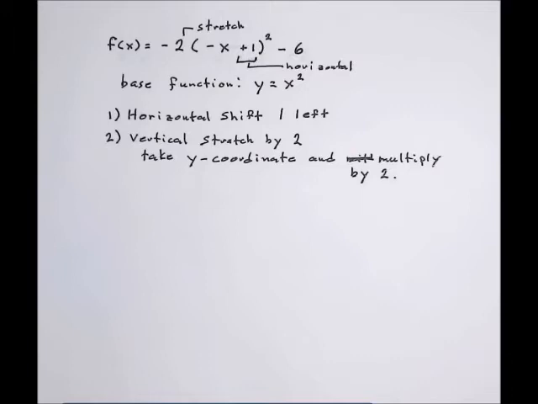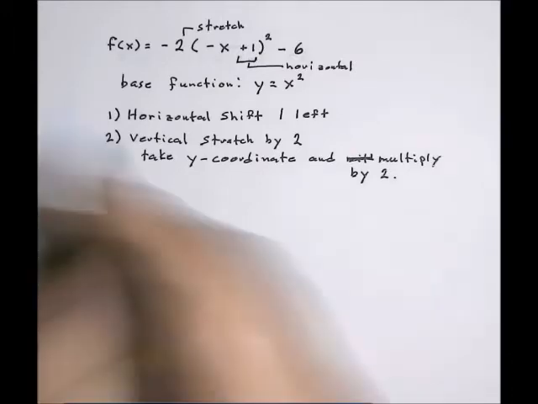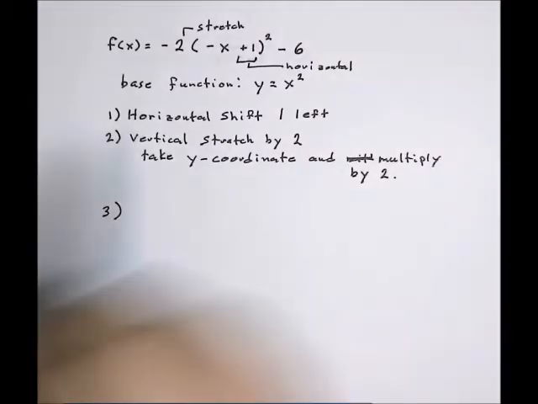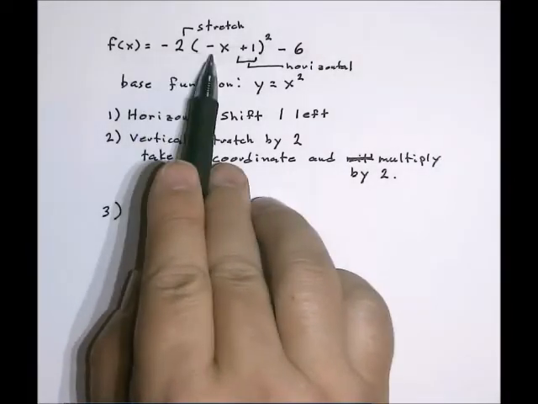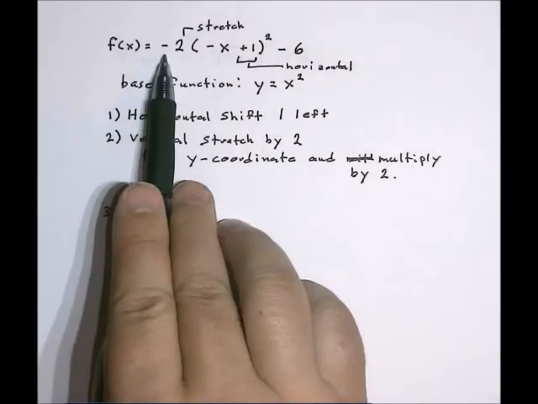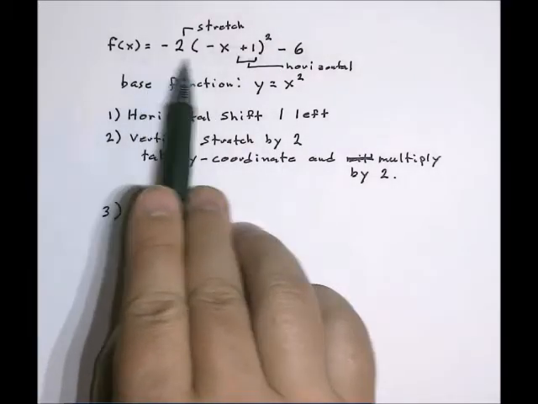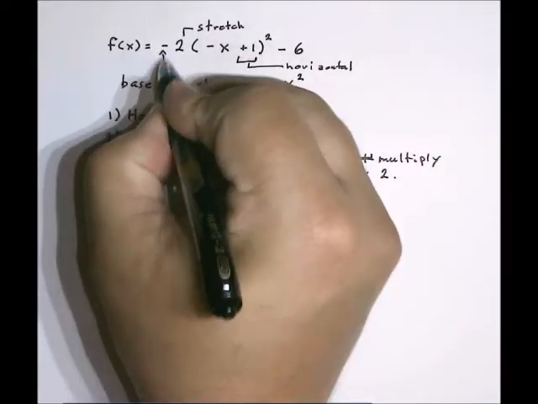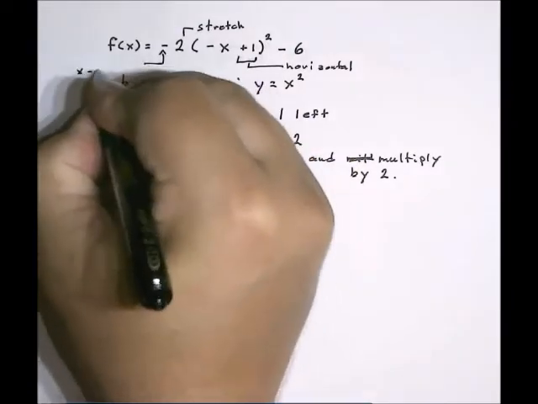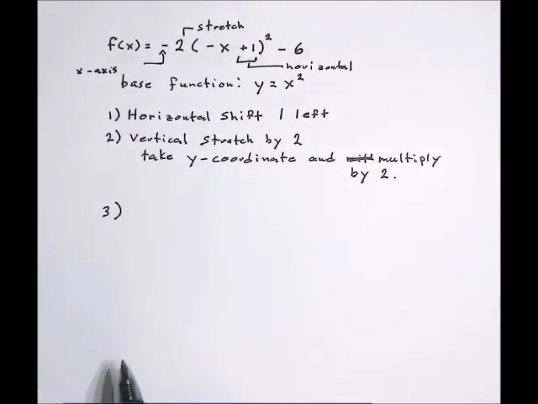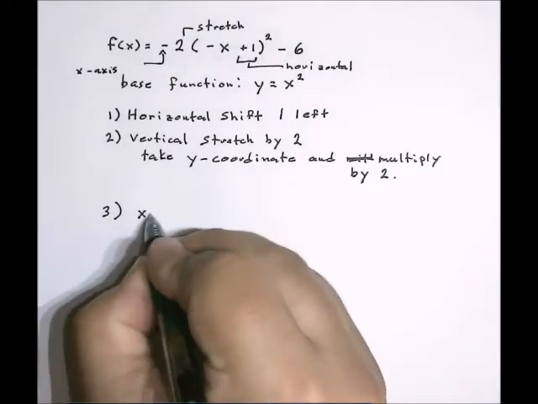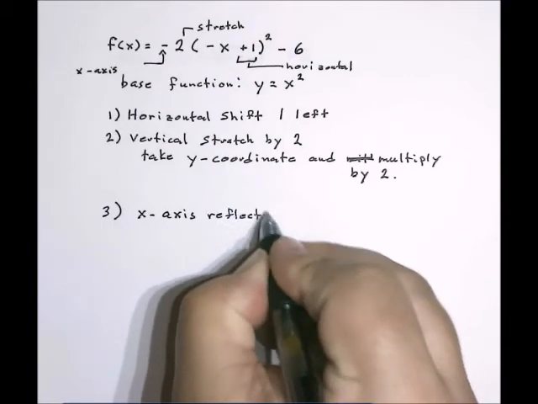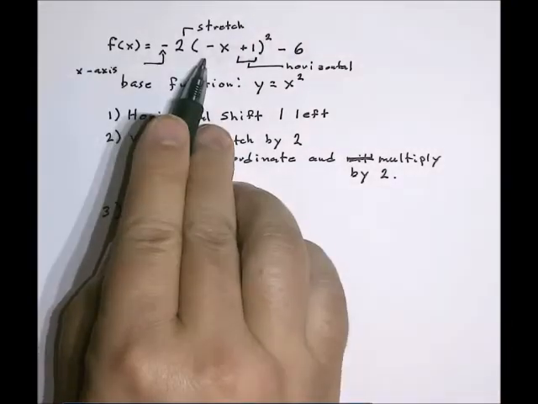Next we have reflections, the x-axis and the y-axis. Doesn't matter which order you do these in. Reflections come about because of these negatives. If the negative's in front of the function, it reflects around the x-axis. If it's in front of the variable, it reflects around the y-axis. So this negative is an x-axis reflection. So let's write that down. This negative is the y-axis reflection.